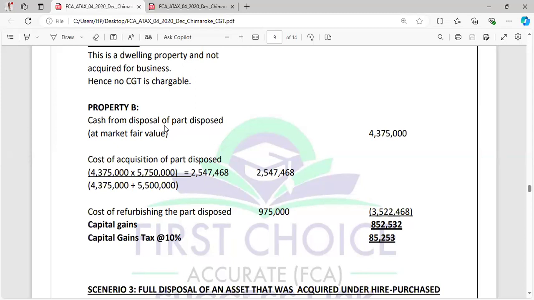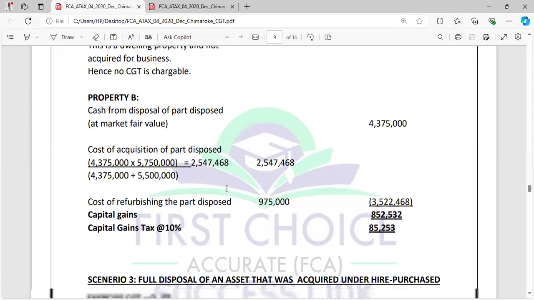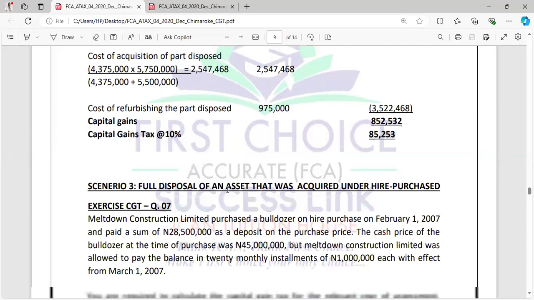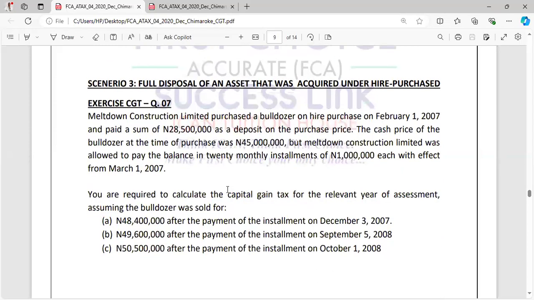Okay, I can see that there is no question. Let's go to scenario 3. In scenario number 3, we are looking at full disposal of an asset. Now, it means that it shares a characteristic with scenario number one. Scenario number one is full disposal. Scenario number three is full disposal of an asset, but there is a condition.